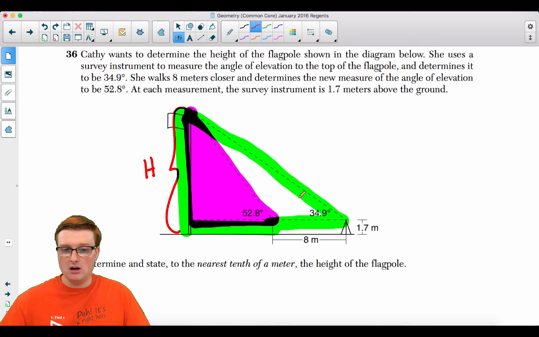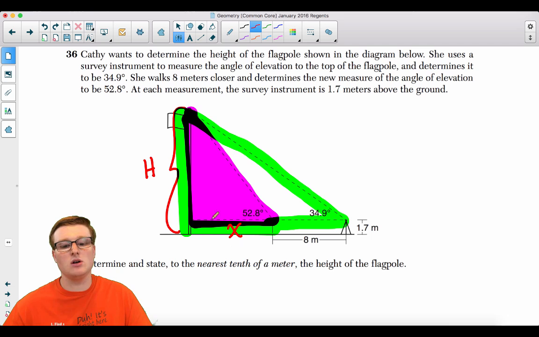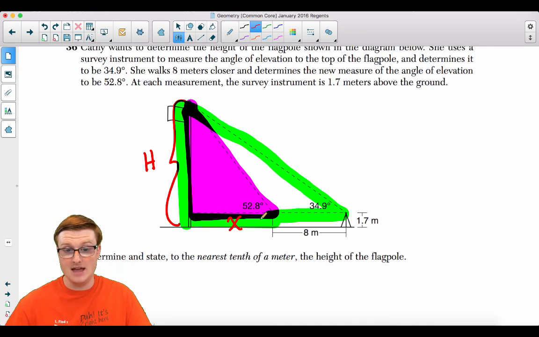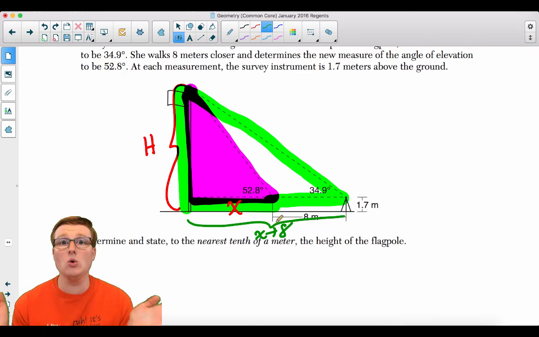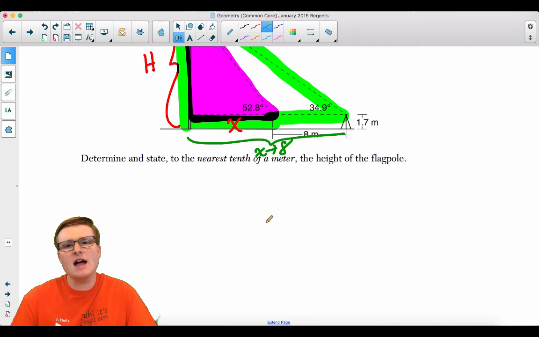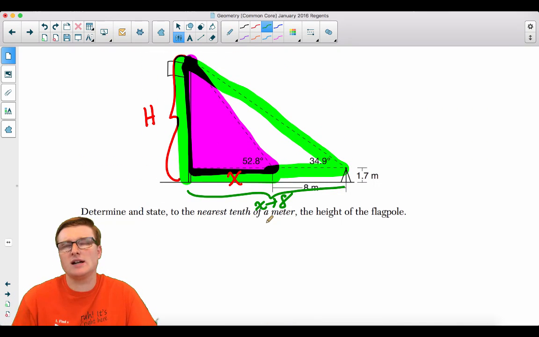Now, I'm going to call this side over here of the pink triangle X. And the whole green that you see here, I'm going to call X plus 8. So all you see is just a whole bunch of unknowns. Okay. Now remember how I said in previous videos, and maybe this one I said too, if you have two triangles that are overlapping each other, it's a double tangency question.